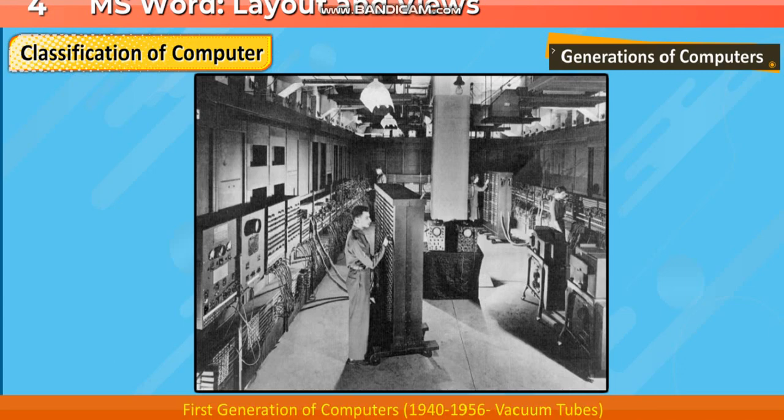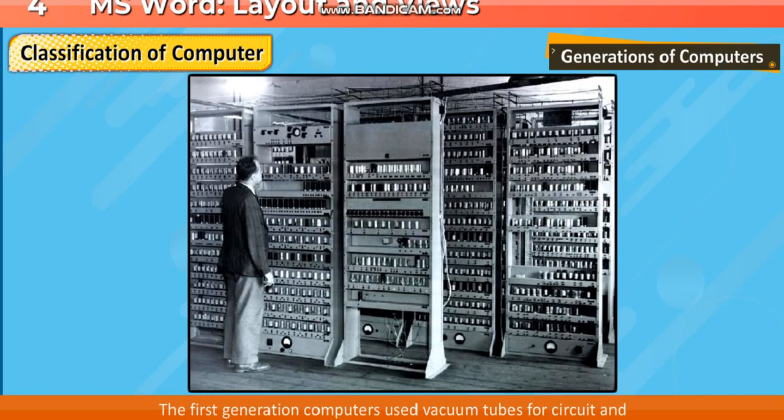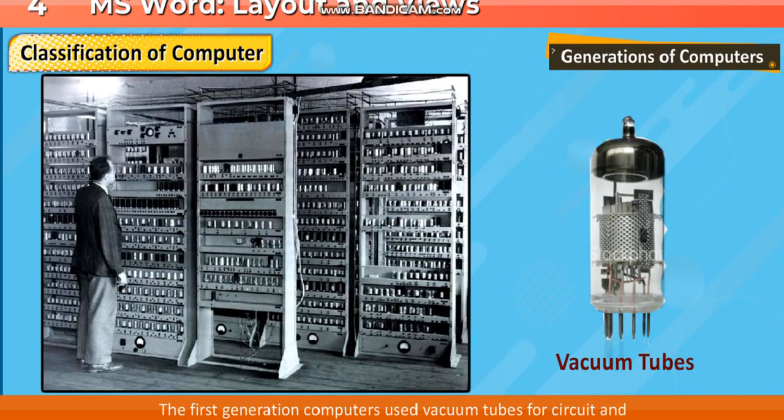First generation of computers, 1940 till 1956, vacuum tubes. The first generation computers used vacuum tubes for circuits and magnetic drums for memory and were as big as a room.